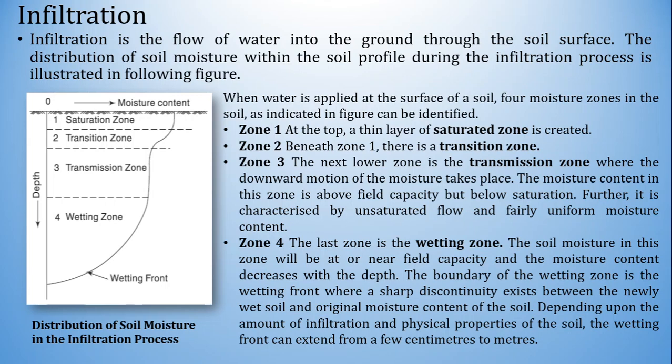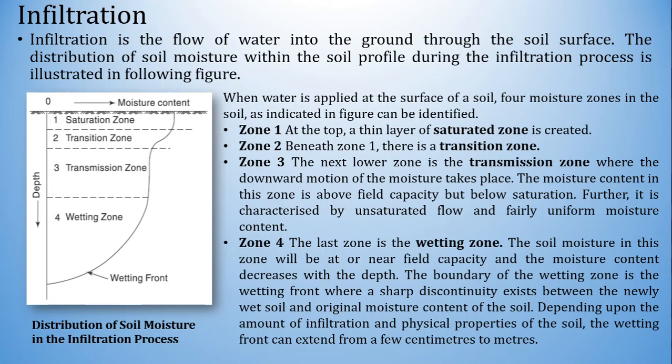can be identified. Zone 1, at the top, a thin layer of saturated zone is created. Zone 2, beneath zone 1, is the transition zone. Zone 3, the next lower zone, is the transmission zone where the downward movement of moisture takes place. The moisture content in this zone is above field capacity but below saturation. Further, it is characterized by unsaturated flow and fairly uniform moisture content.